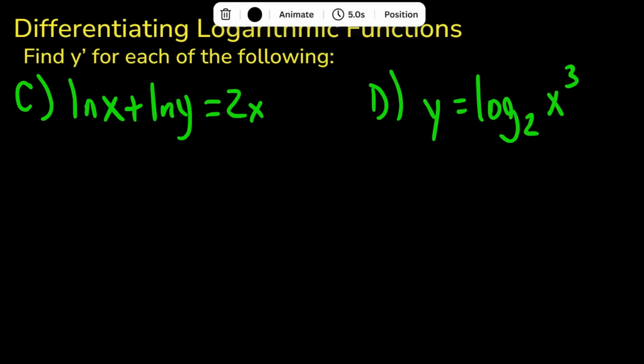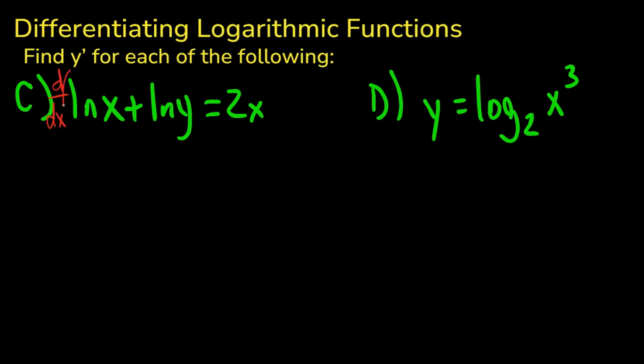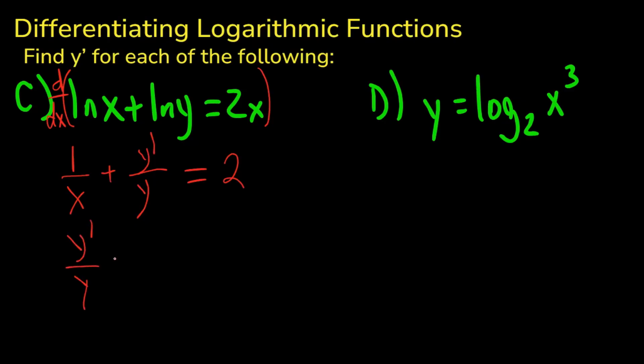So for part C here, we assume y is a differentiable function of x and use implicit differentiation. So the derivative of both sides of the equation would be 1 over x plus y prime over y equals 2. And then we would have to solve for y prime. I would subtract the 1 over x to the other side and have y prime over y equals 2 minus 1 over x, and then multiply both sides by y. So y prime equals y times 2 minus 1 over x.